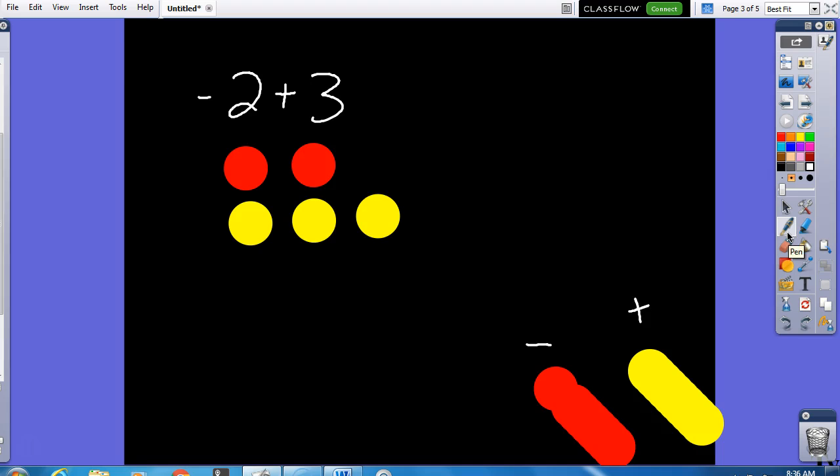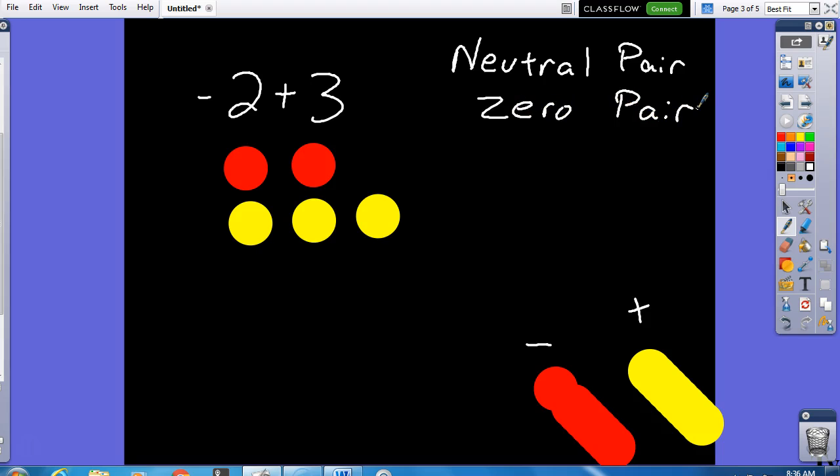What we've talked about so far is anytime you have a positive and a negative together like this, they represent what's called a neutral pair, or a zero pair. A -1 and a +1 cancel each other out. In this particular problem, we are left with one positive, so that's our answer. Pretty cool.